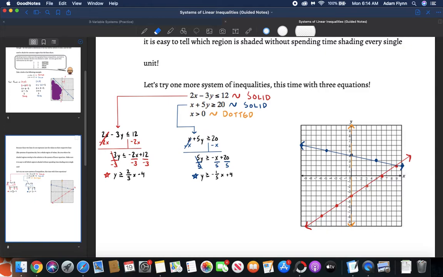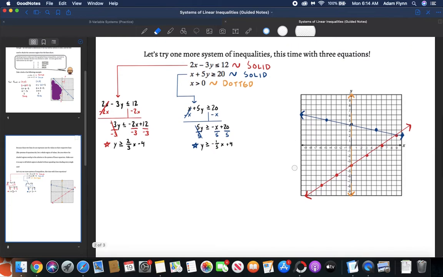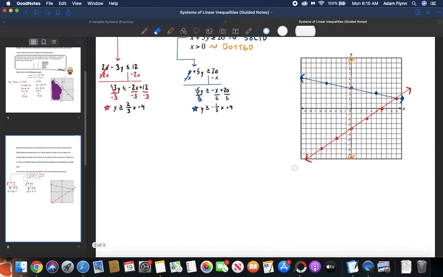So what I now need to do is find the shaded region. What a lot of people do is they see that there are 3 lines here, so they automatically shade the inside of this triangle. That is not necessarily true. Okay, not necessarily true. We actually need to do the math here.